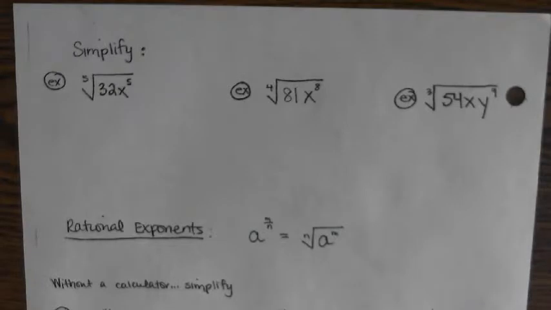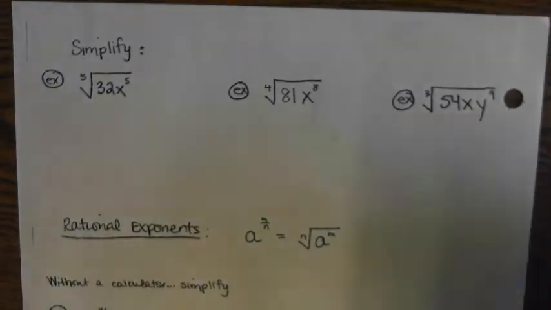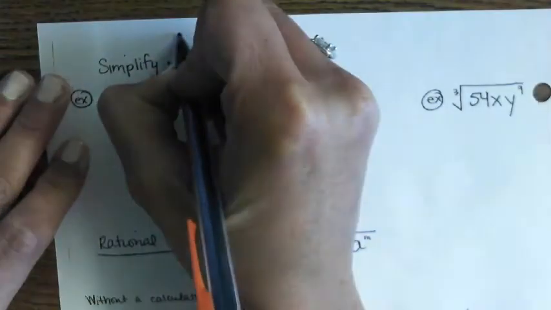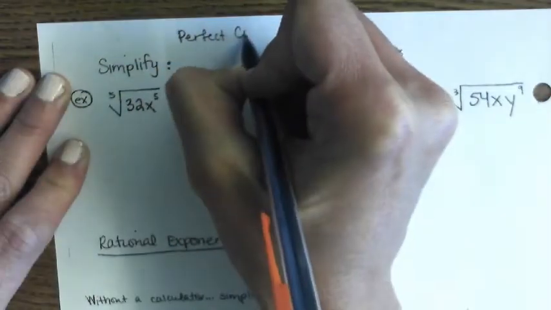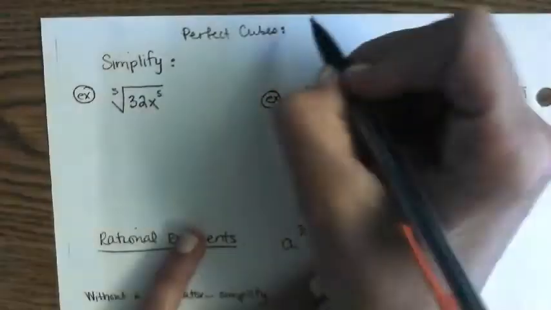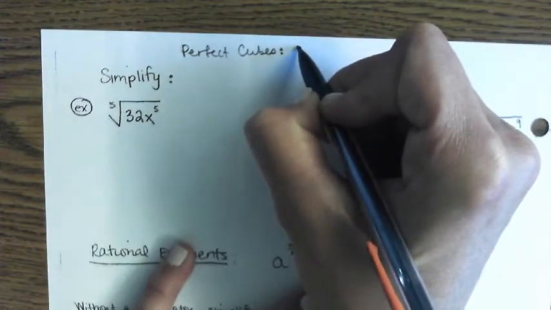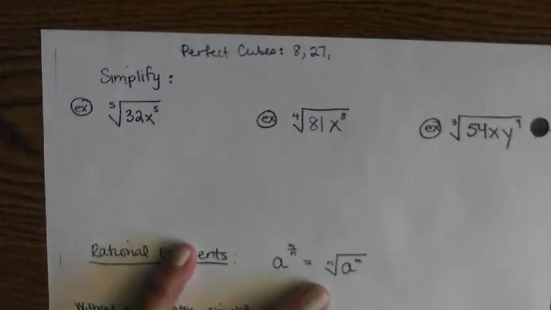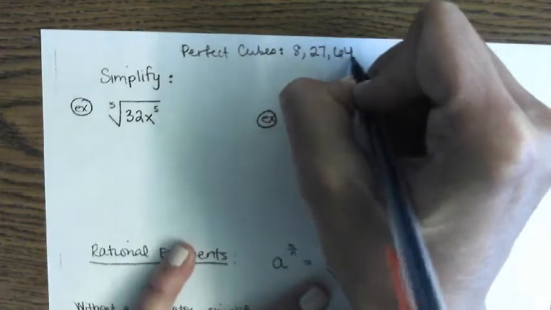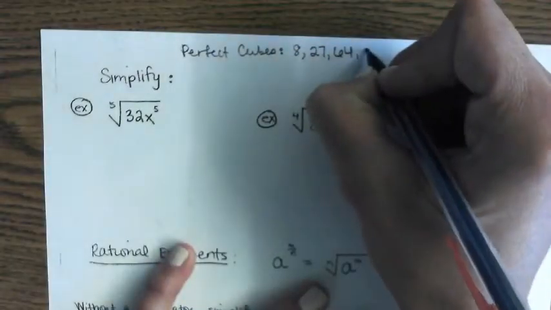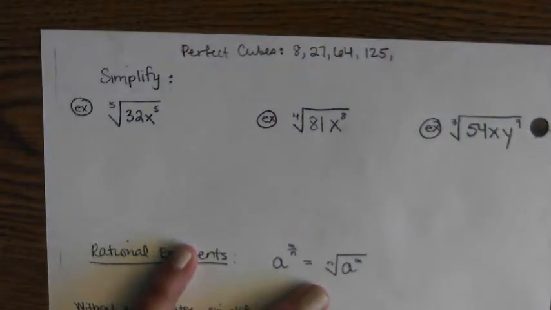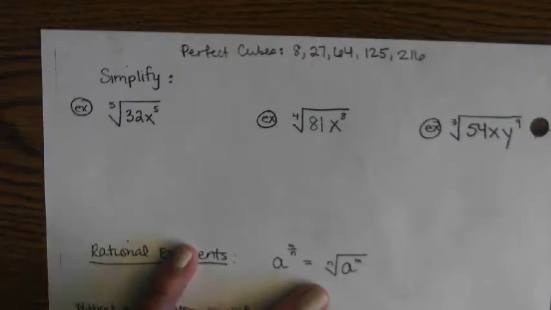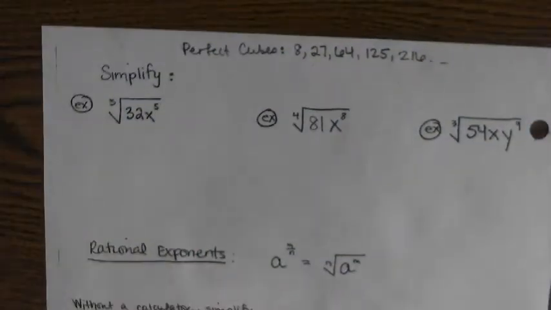So when we move up to fifth roots, fourth roots, third roots, we need to know what the perfect cubes are, the perfect fourth roots, and so on. So just really quickly at the top, your perfect cubes. What's 2 cubed? 8. 3 cubed? 27. 4 cubed? 64. 5 cubed? 125. 6 cubed? Okay? And then we lose track a little bit earlier than we do with perfect squares just because the numbers get larger faster.